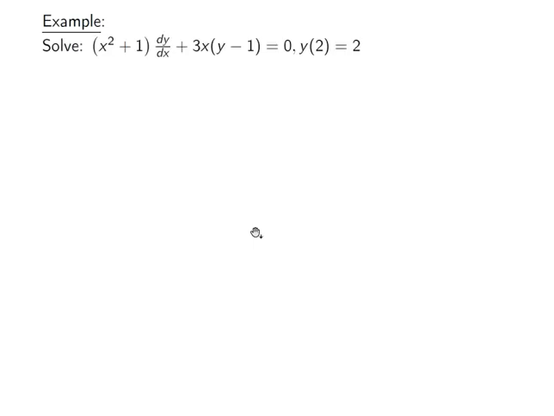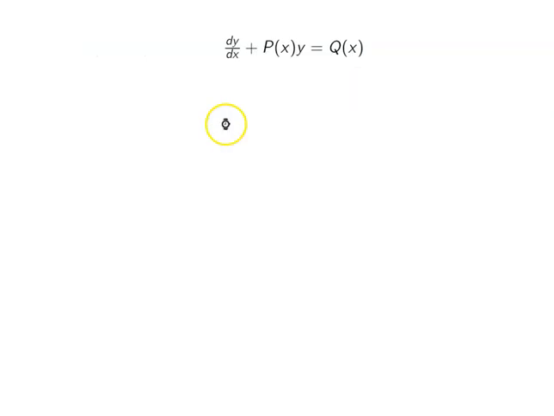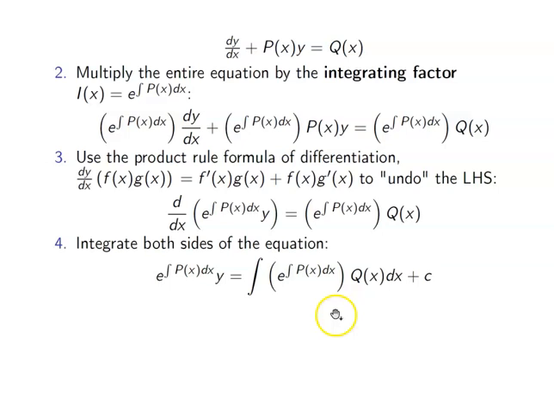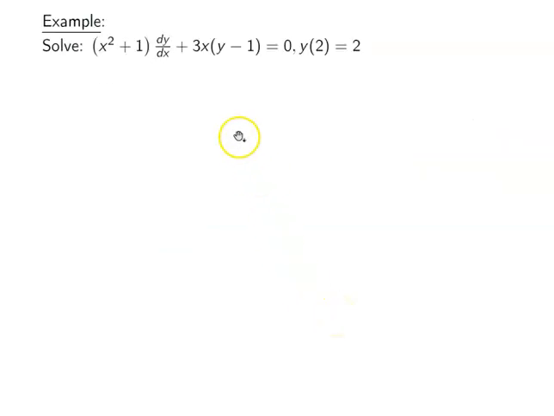Okay, so let's go ahead and do an example. I have x squared plus 1 times the first derivative of y plus 3x times y minus 1 equals 0. And I have a boundary value point of plugging in 2 and getting out 2 for my solution. So this doesn't exactly look like what I need. Remember, some function of x times the first derivative, some function of x times y equals some function of x. Here, you might think at first glance that this is homogeneous because it's equal to 0.